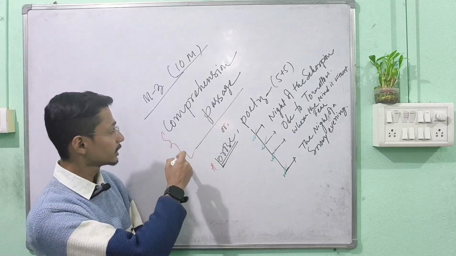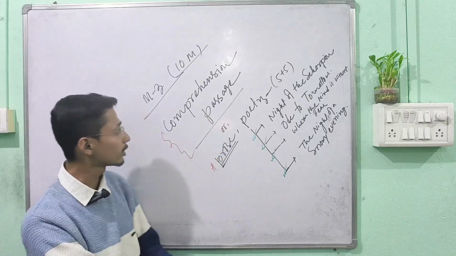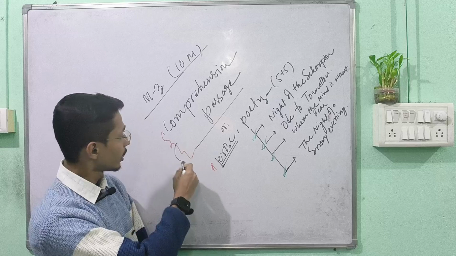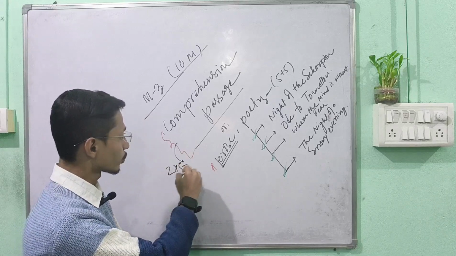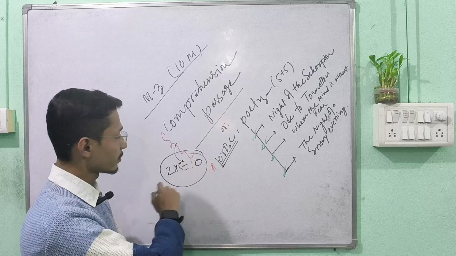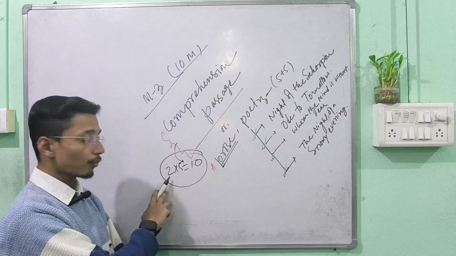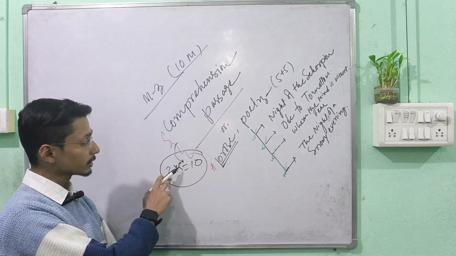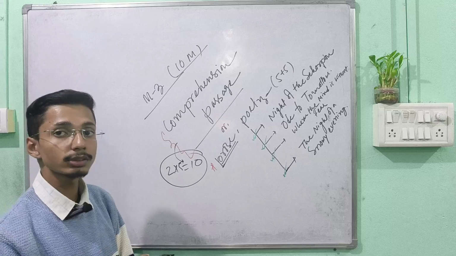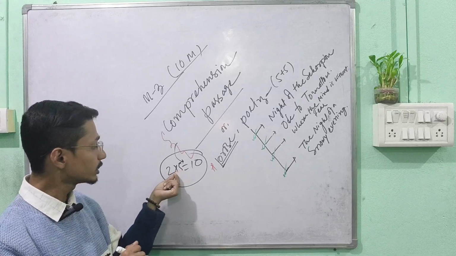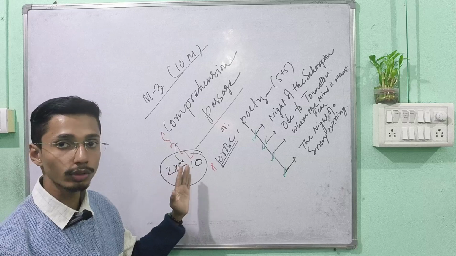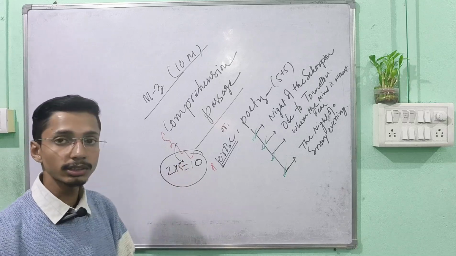And comprehension pieces: you can get comprehension pieces part 2 into 5, total 10 marks. For comprehension pieces, an unseen piece will be given in your question paper. You have to answer 5 questions, each of 2 marks, for a total of 10 marks. So this is very much easy.